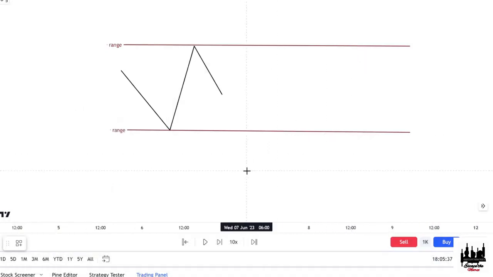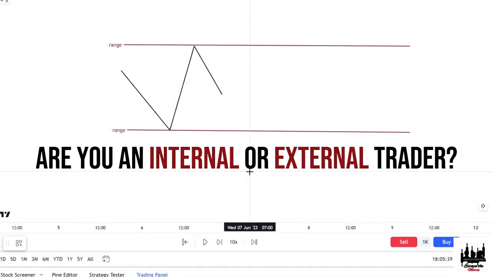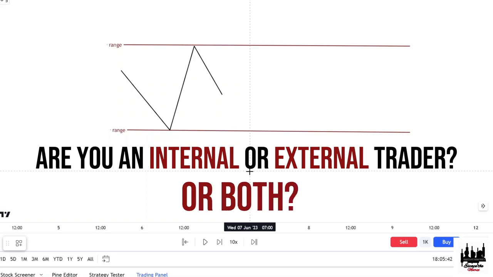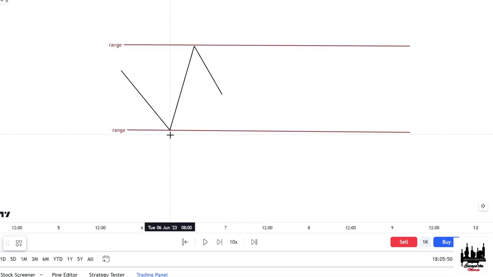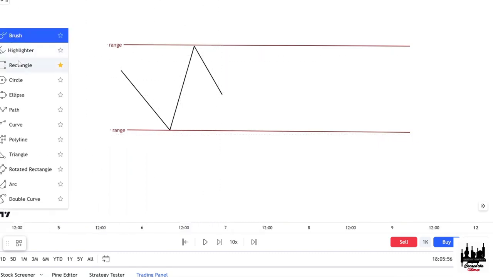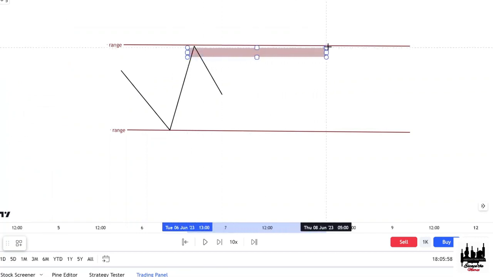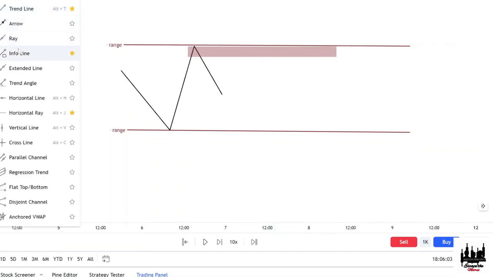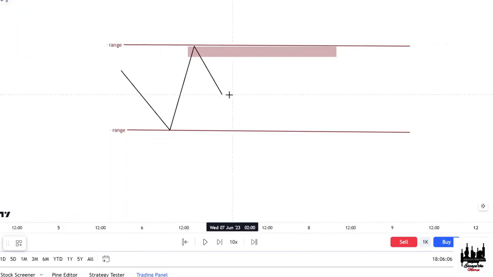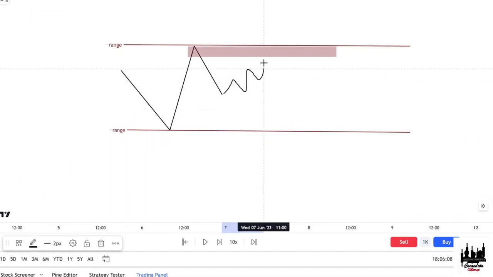The next factor is, are you an internal or an external trader, or both? By both, I don't mean that you trade sometimes internal and sometimes external. No, I mean combine them both. Let's use internal as an example. You have your range, your swing low and your swing high, and this is your range. Let's say you're looking for an entry somewhere here, and this is an order block, for example. This would be an internal liquidity entry. If you're looking for price to reject from here and continue lower, this would be an internal.